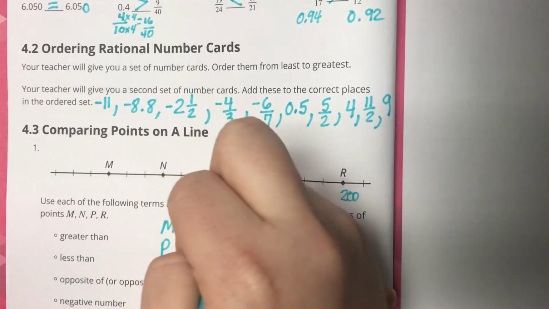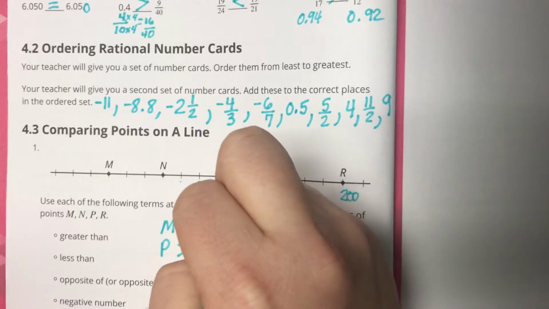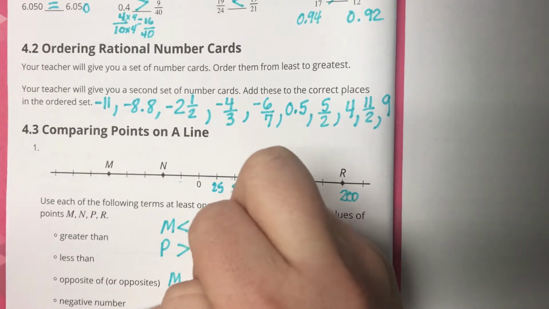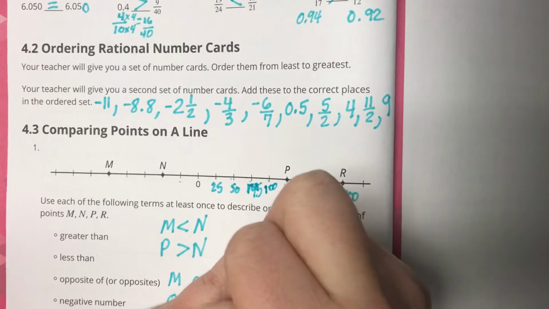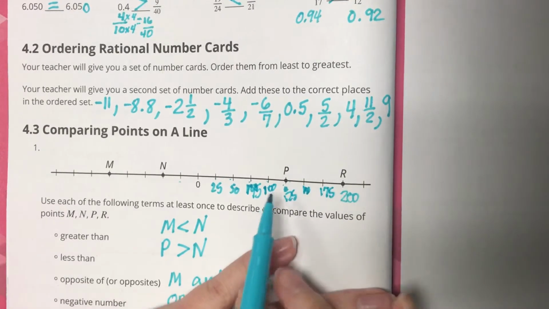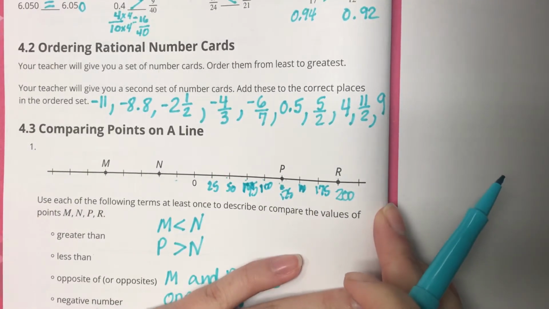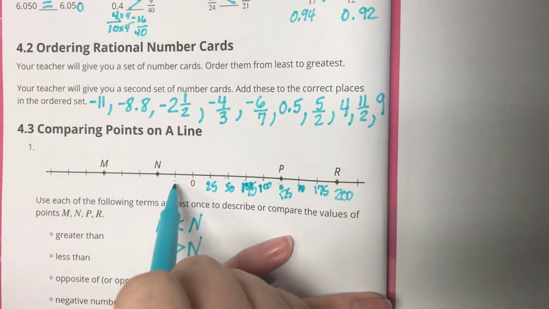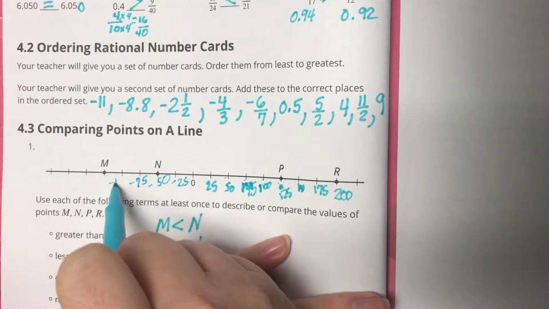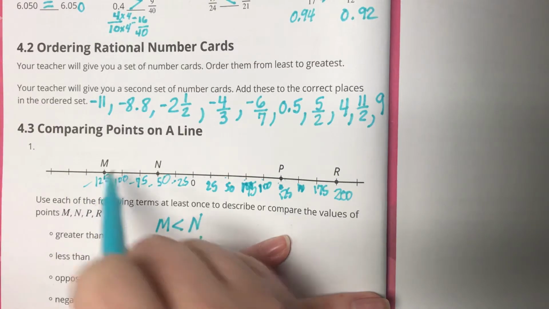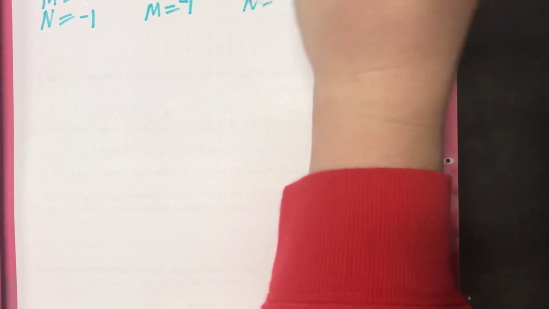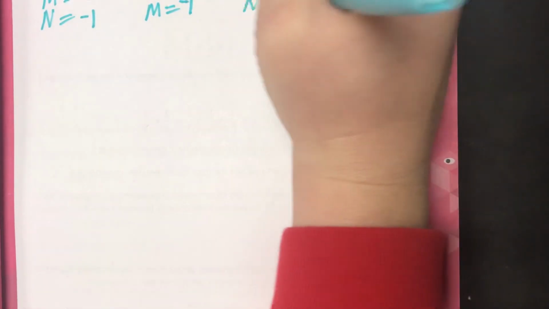So 25, 50, oh, I skipped to 75. So this is 75. This will be 100. This will be 125, 150, 175. So that means P would have to be 125. Negatives counting by 25s. We've got -25, -50, -75, -100, -125. So M would be -125. P would be +125. And N is -50.